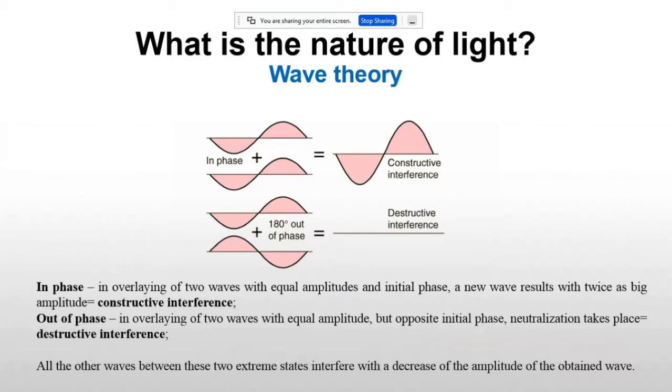And here are phenomena like interference. If two waves that have equal amplitude in initial phase overlap, then a new resultant wave appears twice as big as an amplitude, then it's called constructive interference. And if two waves with equal amplitude but opposite initial phase meet, they have destructive interference, so they neutralize each other.